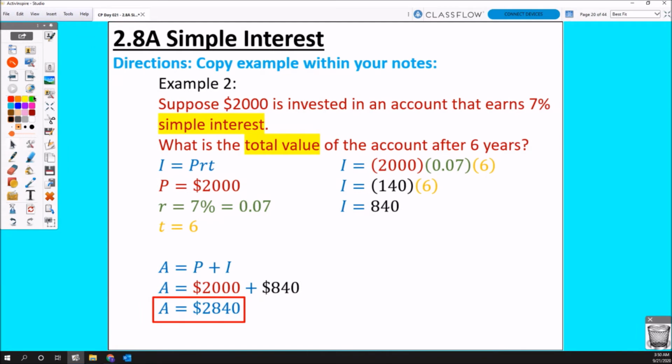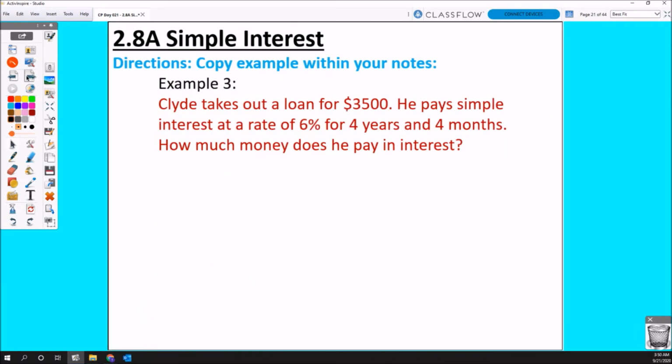All right, we're going to move on to the next example. So example 3: Clyde takes out a loan for $3,500. He pays simple interest at a rate of 6% for 4 years and 4 months. How much money does he pay in interest? All right, so this question is similar to example 1, where we're working with simple interest. Now, the only difference is that in example 1 and example 2, our time was given as 6 years, whereas in example 3, our time is 4 years and 4 months. So now we have to work with years and months. So that's going to be a little bit different, which I will show you step by step.